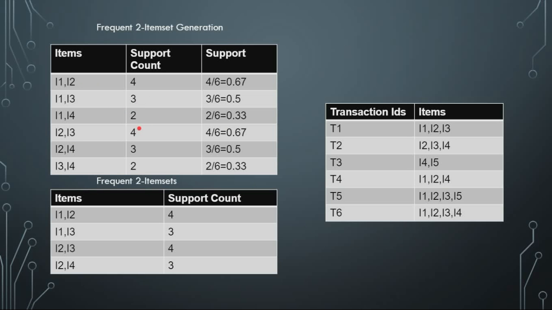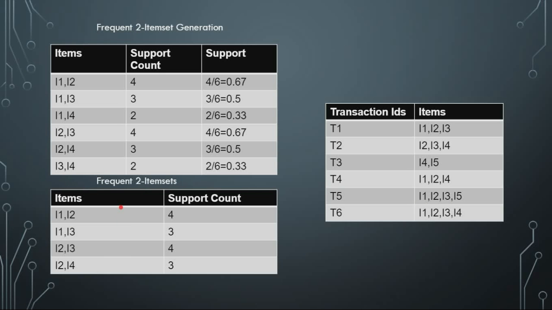We can see that there are two cases in which the minimum support was not satisfied. That was I3 and I4, and I1 and I4, which both have a support value of 0.33, whereas the minimum support required was 0.5. So these two will be pruned and they will not be considered further.